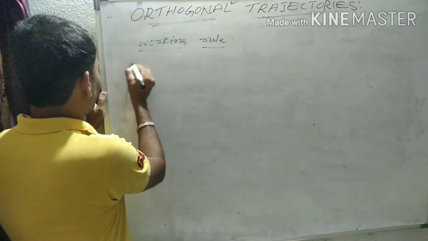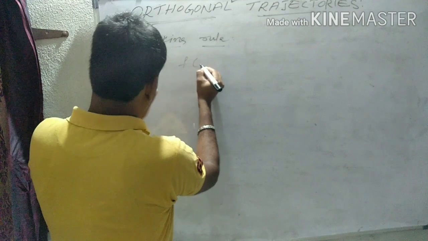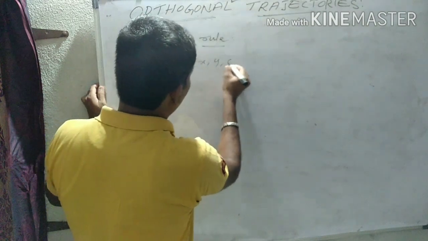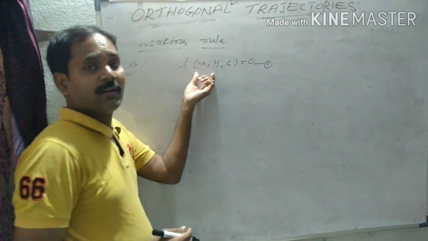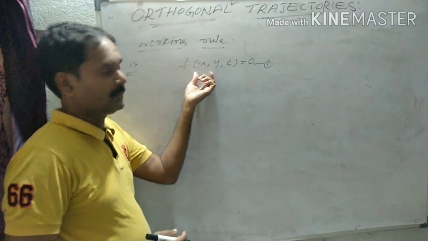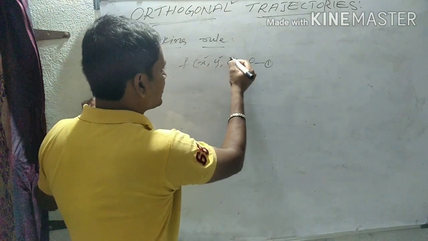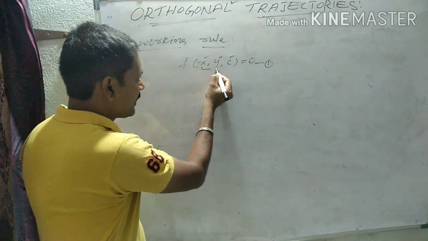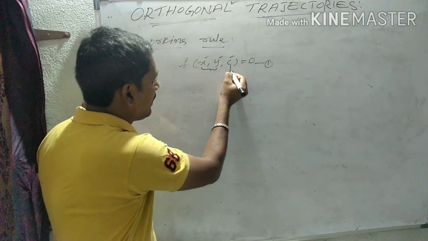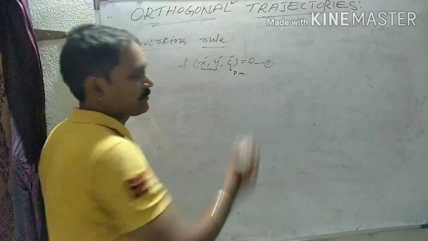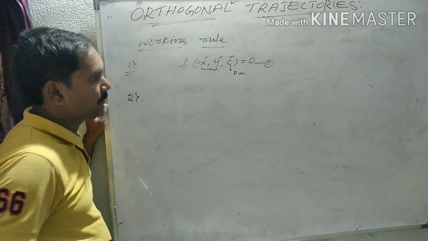So the first step is, if the given family of curves is f of x comma y comma c equals 0, this is equation 1. This is the family of curves. Now here we can observe we have x, y, c. x comma y are variables and c is the parameter. Remember this.